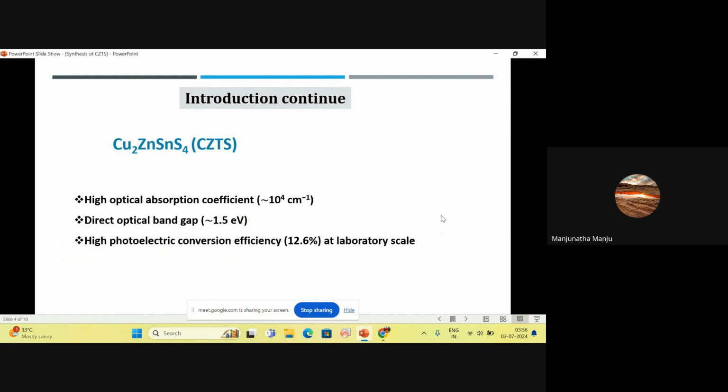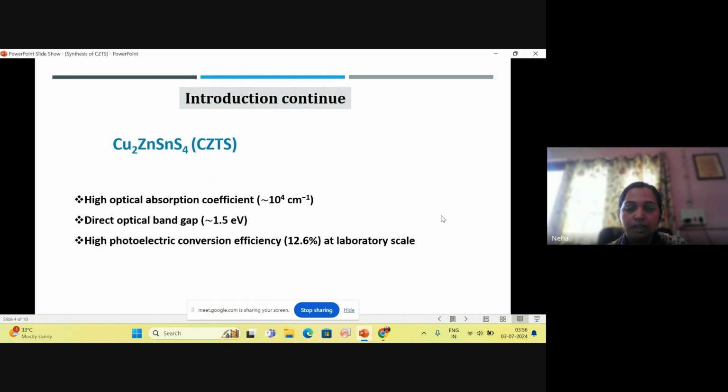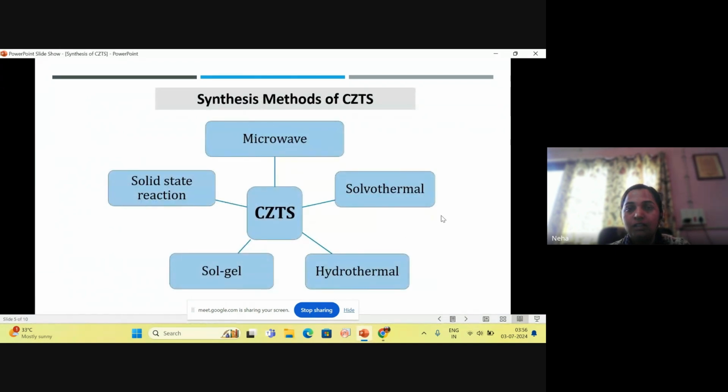Why do we use CZTS? Because it has a high optical absorption coefficient, approximately 10 to the power 4 per centimeter, and it has a direct band gap of approximately 1.5 electron volt. Also, it has a high photoelectric conversion efficiency. These are the methods to synthesize CZTS. First is microwave, second is solid state reaction, sol-gel, solvothermal, hydrothermal.